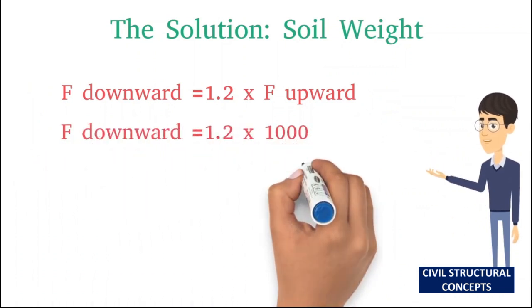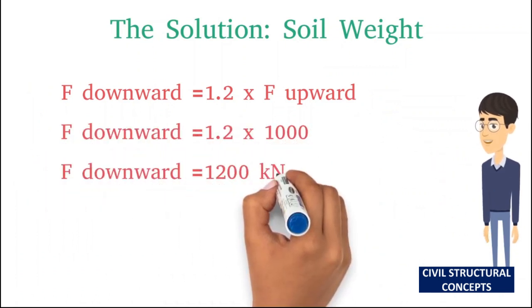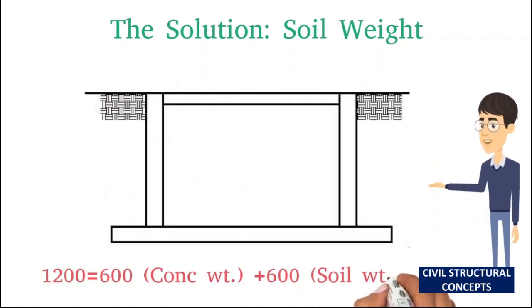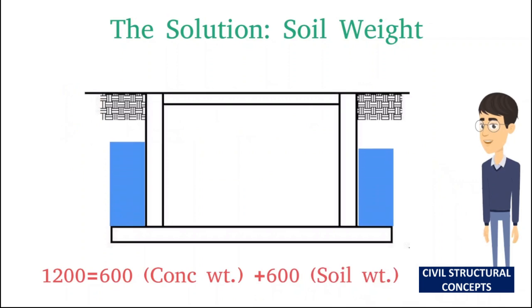1.2 multiplied by 1000 means we need 1200 kilonewtons pushing down. We already have 600 from the concrete itself. So, we need exactly 600 kilonewtons of extra weight from the soil resting on our outrigger extension.